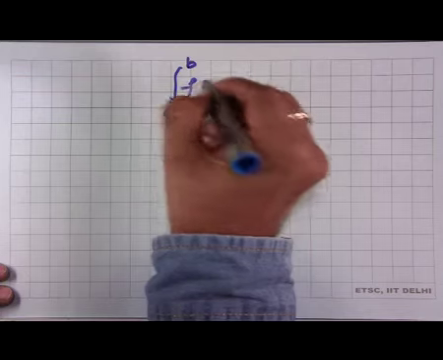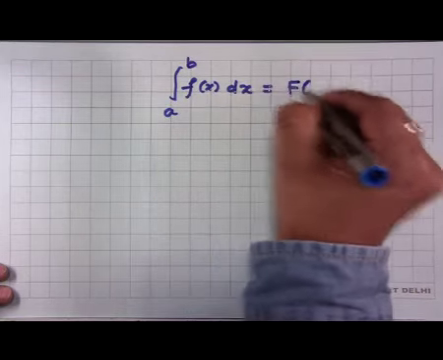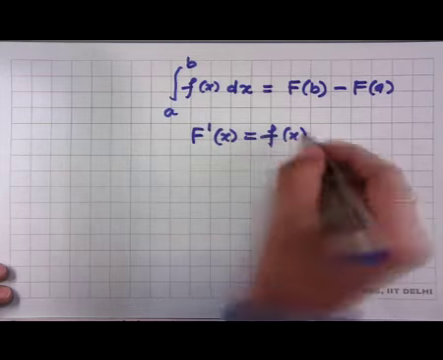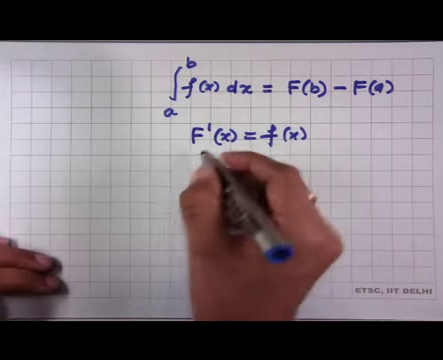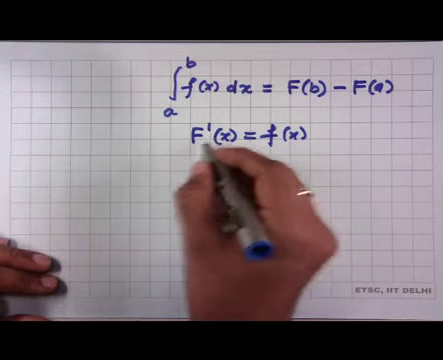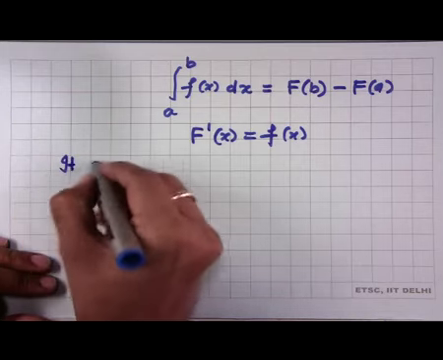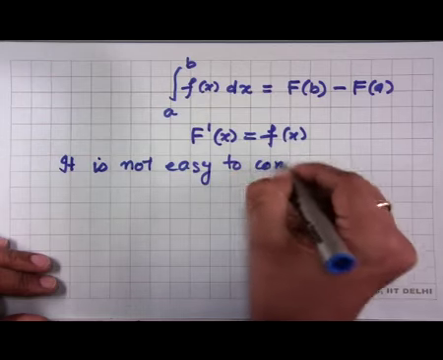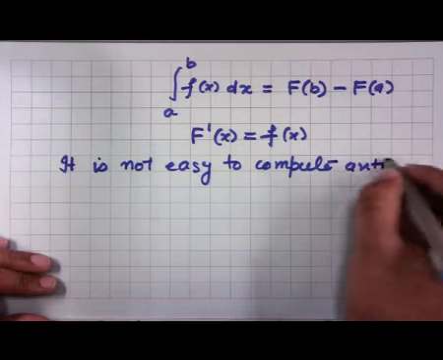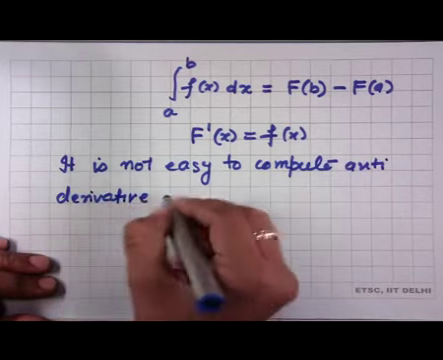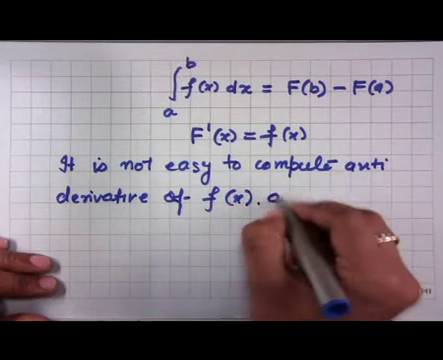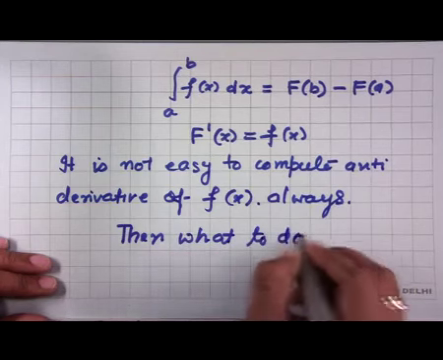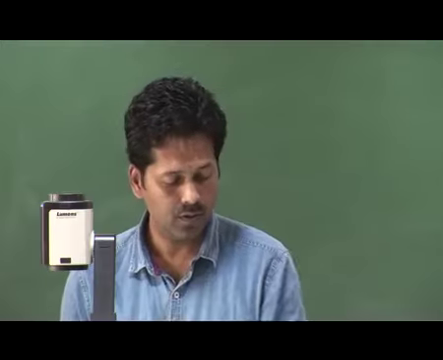Given any definite integral of this kind, we can write the value of the integral in this form only if it is easy to find the antiderivative of small f(x), that is, it is easy to find a function capital F(x) whose derivative is small f(x). But a point to note here for all students is that it is not always easy to compute the antiderivative of f(x). Then what should we do? I will answer this question in the next few problems.